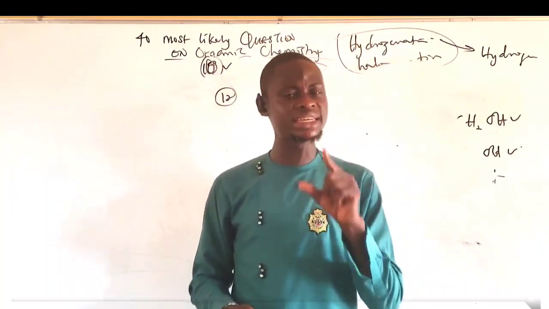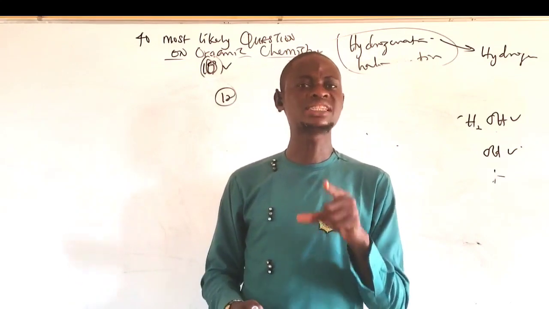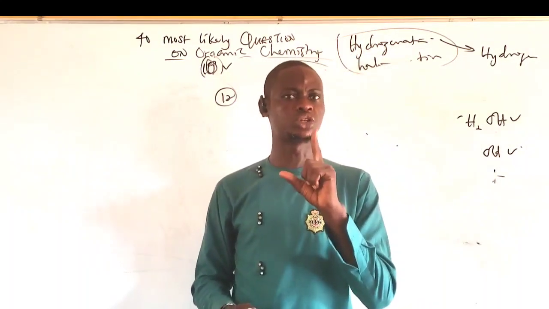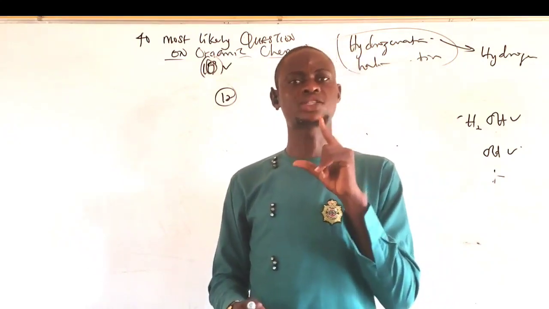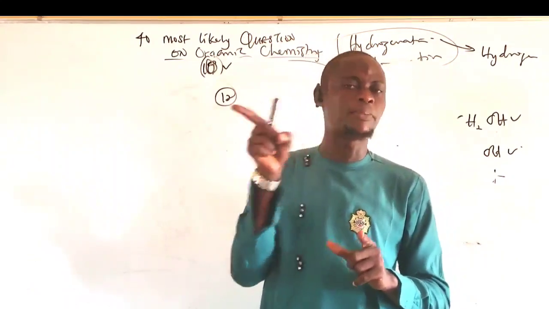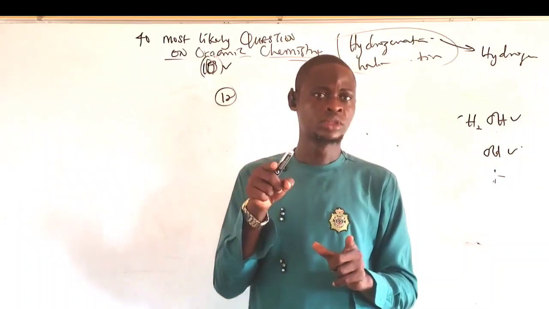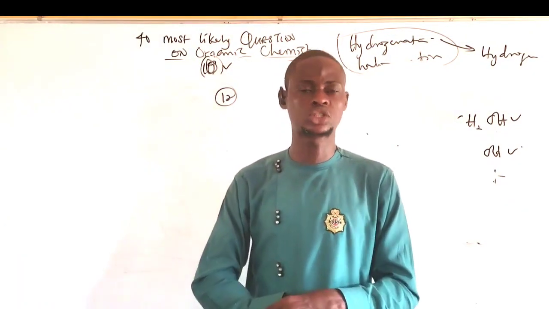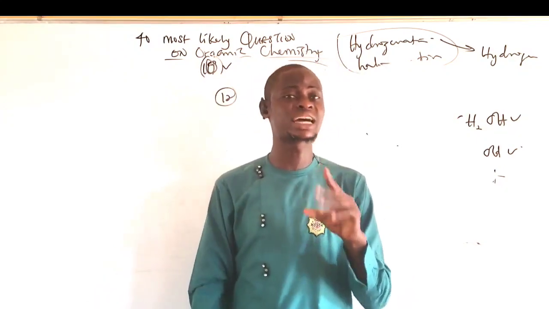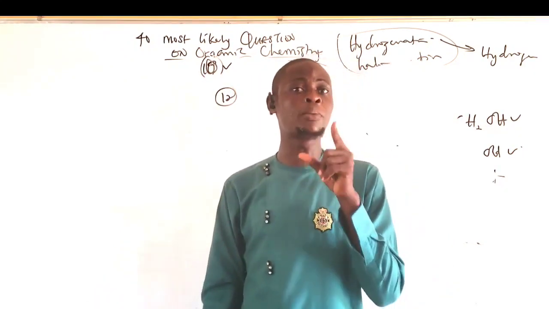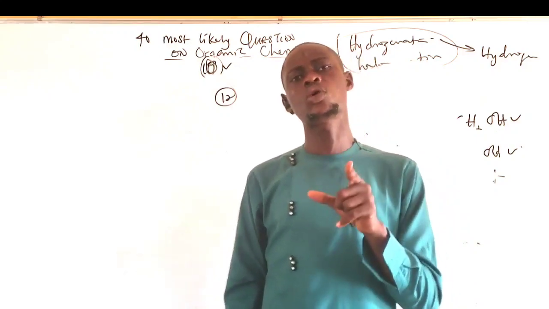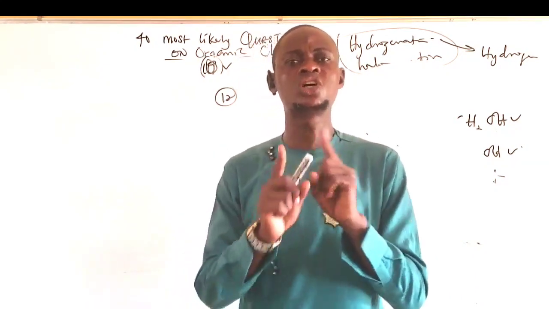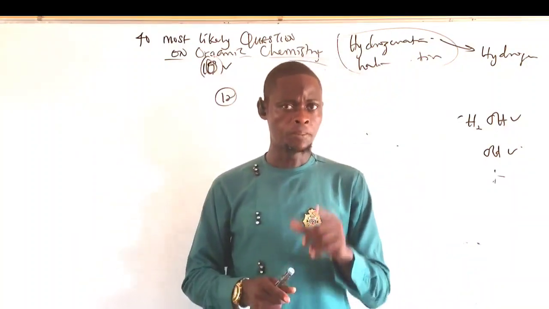Now, do you know the reason why ethene is not placed in the options? Because ethene can also undergo substitution reaction only in one condition. If the double bond is on a terminal carbon, that means the first carbon, it undergoes substitution reaction. But if the double bond is not on a terminal carbon, it does not undergo substitution reaction. So please take note of that.